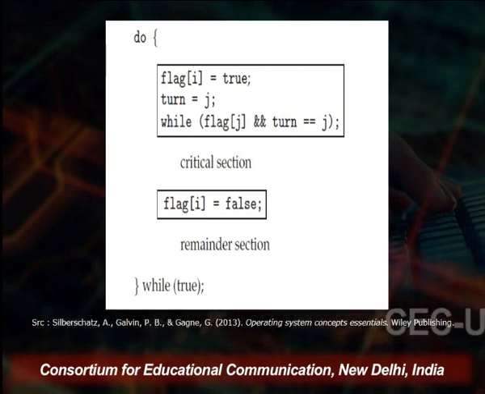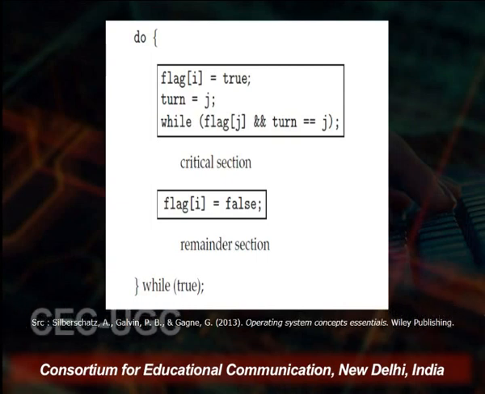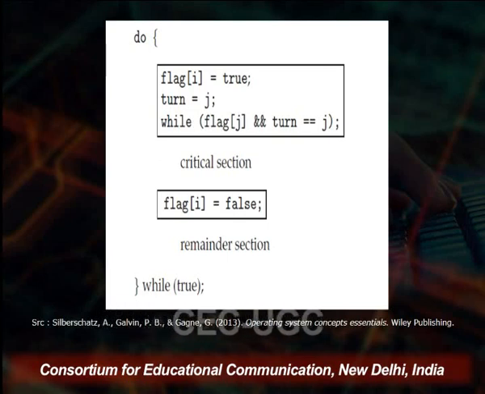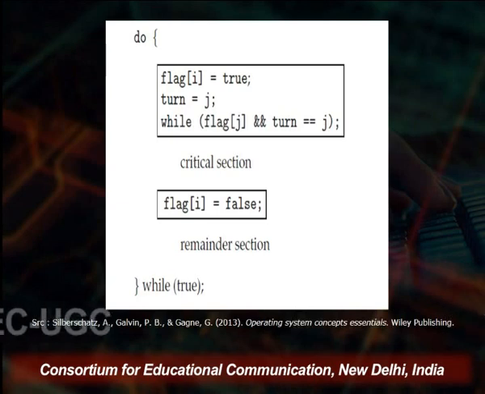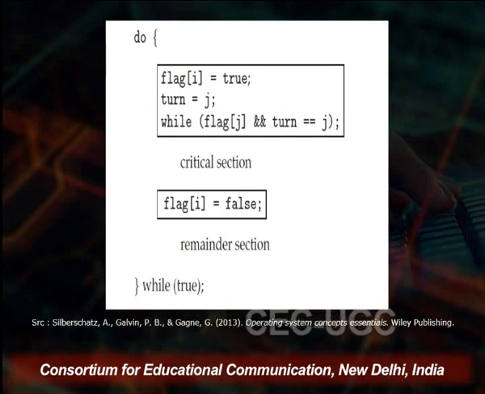If we look at how the critical section for Pj is going to execute, it is going to be just the reverse. So this point is very important to understand: this while loop, and this semicolon which is put after the loop, is going to make the difference in the humble algorithm.